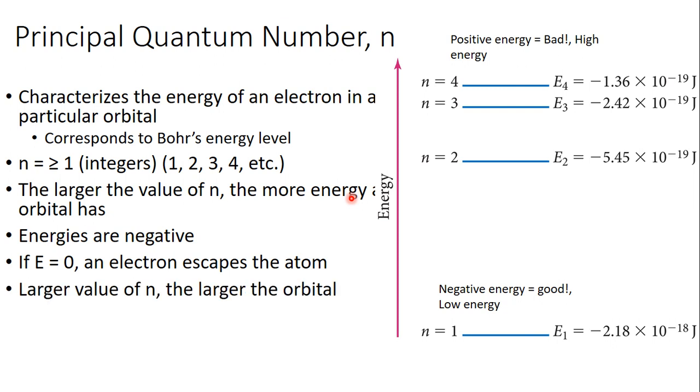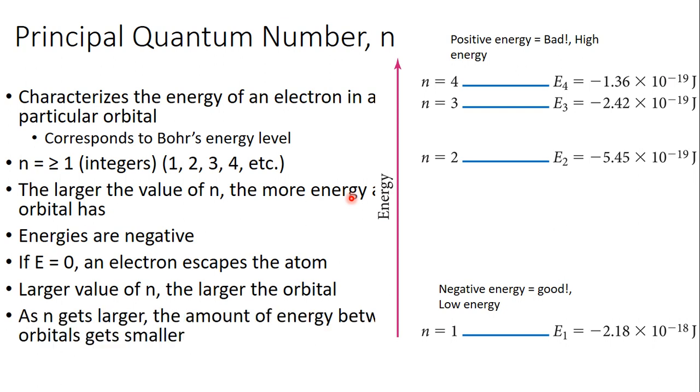And the larger the value of n, the bigger our orbital is. The bigger the space we have to consider to say the electron is here, here, here, here, our probability starts getting worse and worse. And as our n gets larger, the energy separating these different levels gets smaller.